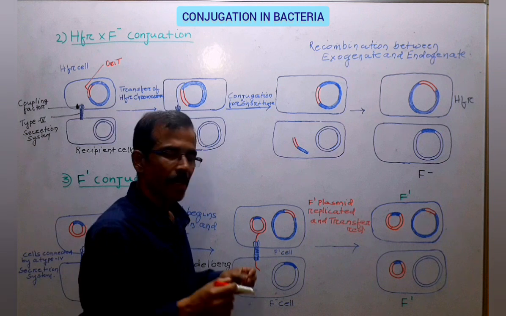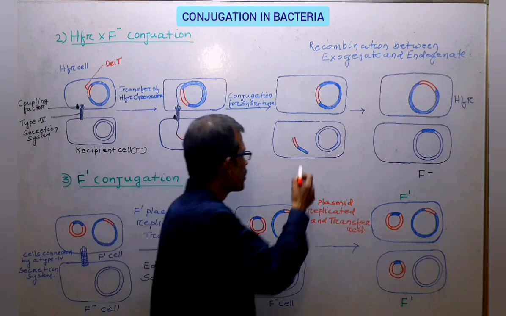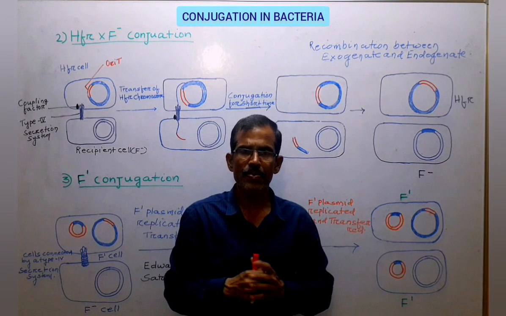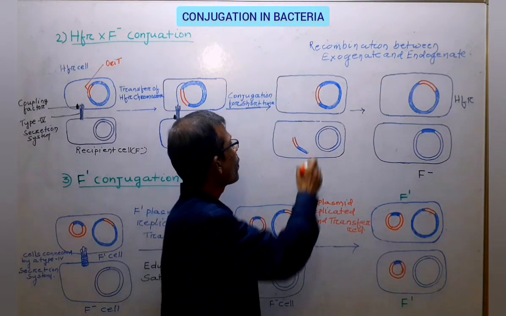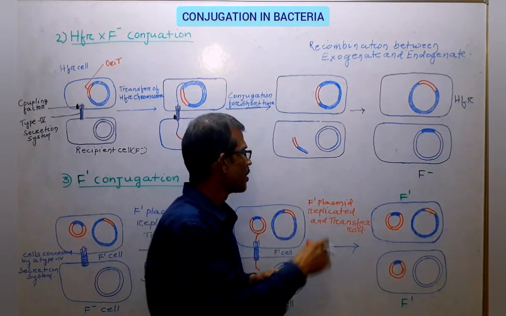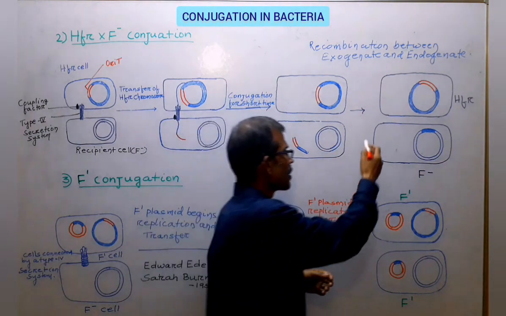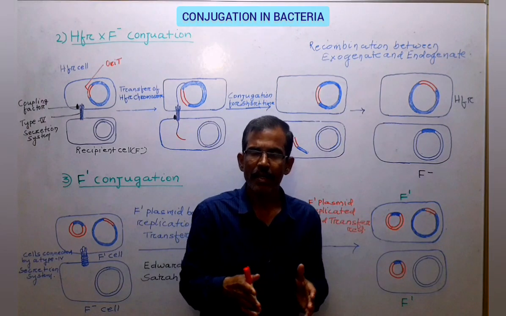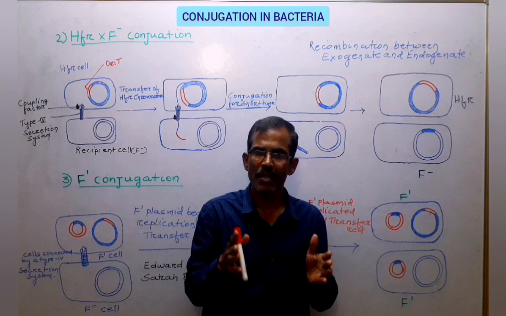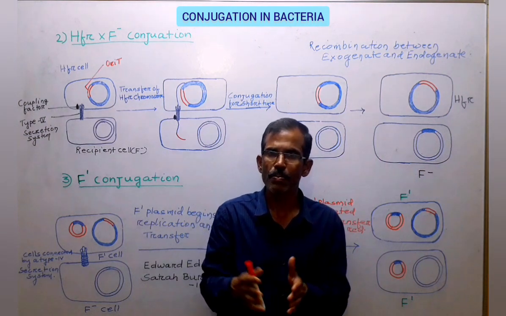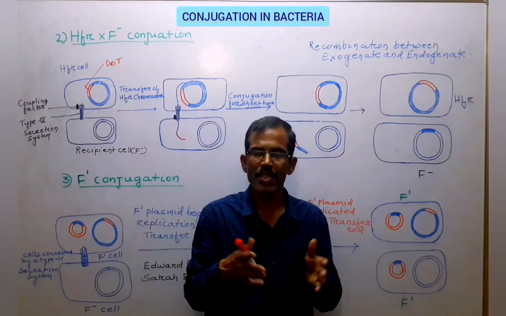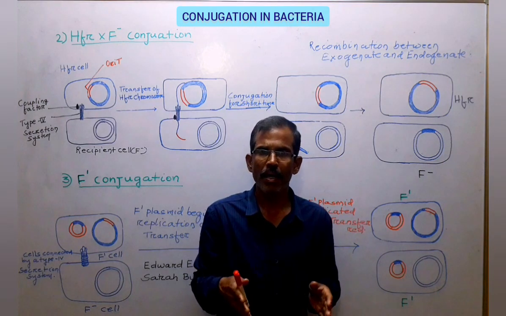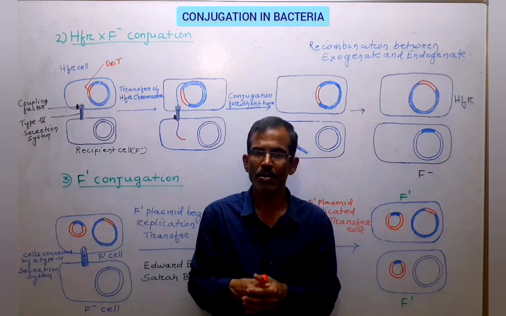In this case, recombination occurs between the donor DNA fragments and the recipient chromosome. As the transfer is incomplete, only a part of the F factor is transferred to the recipient. As a result, the recipient cell remains F minus. Only in rare cases, when the entire Hfr chromosome is transferred from donor to the recipient bacterial cell, the recipient becomes F plus. Otherwise, it remains F minus. So this is about Hfr into F minus conjugation.